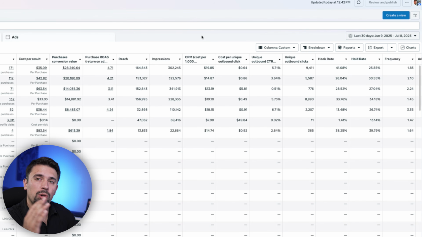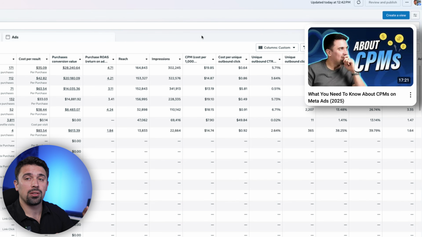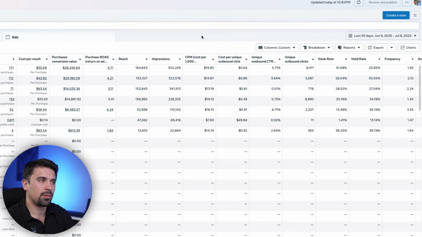But generally, we're trying to get a lower CPM if possible, while maintaining quality traffic, right? We don't want a super low CPM and then junk traffic. That doesn't help us at all. The lowest CPM we can get while maintaining high quality traffic is what we're looking for. I actually have an entire CPM video, I'm going to put it right here on the screen. It's also in the description if you want to learn more. It's a pretty deep topic, but I like to keep an eye on my CPMs.